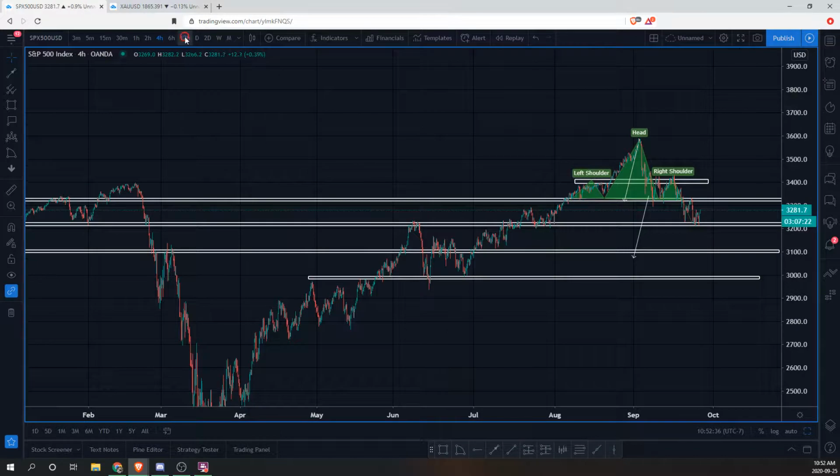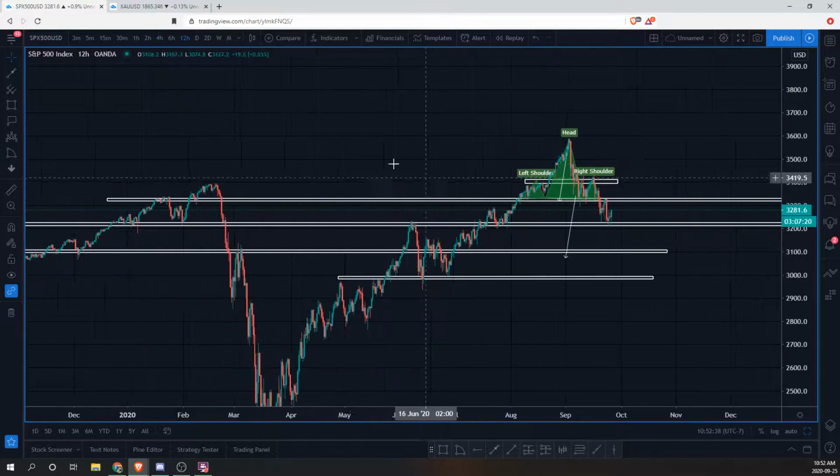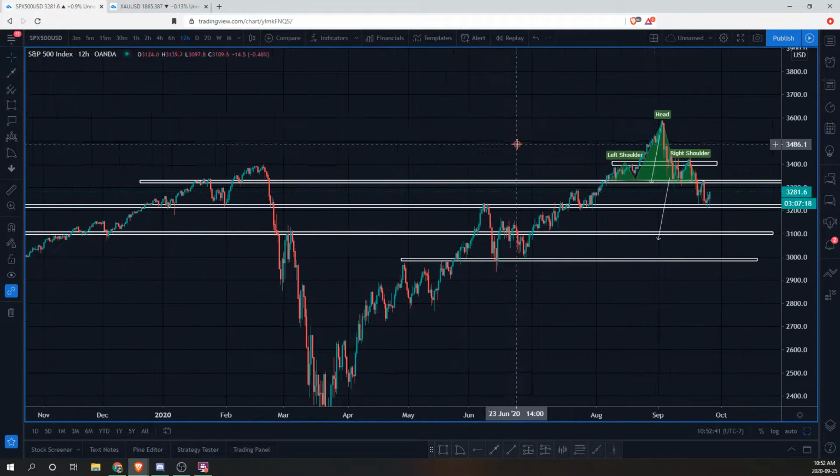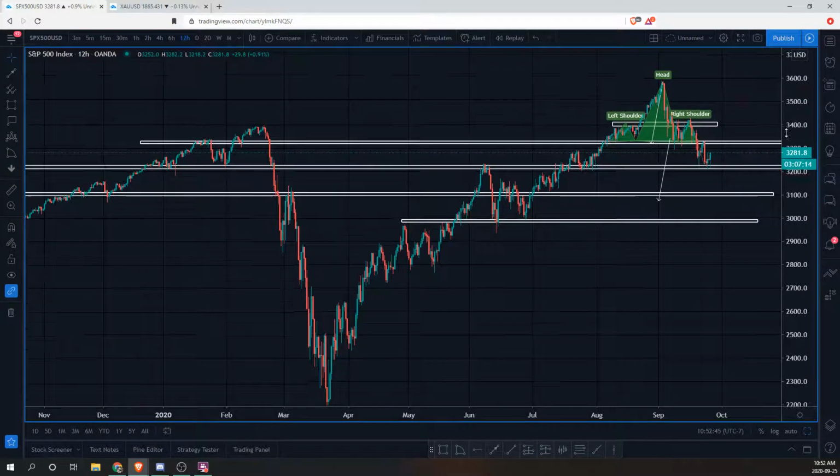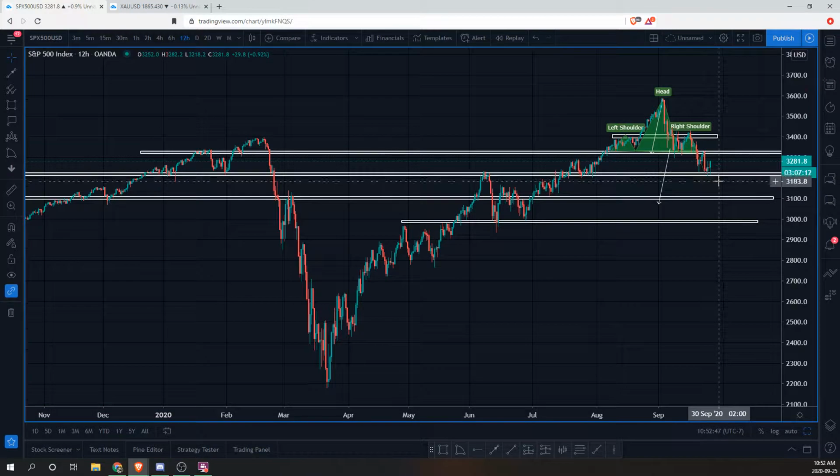So we are in a corrective phase, but I don't think that we are at the point where we're accelerating to the downside just yet. And I think this level of support would be something to look out for a potential hold, if not around 31.